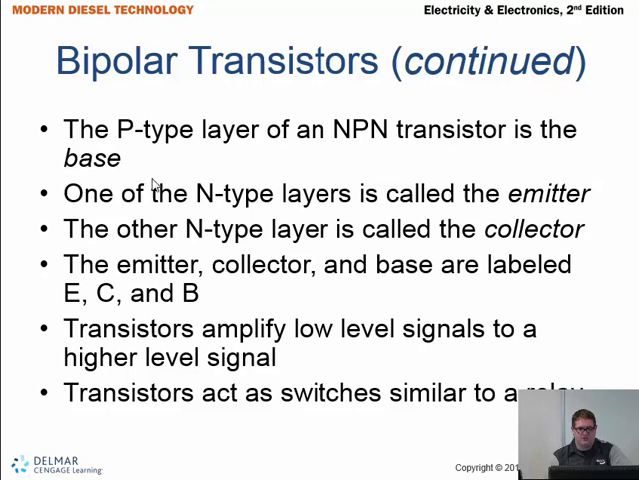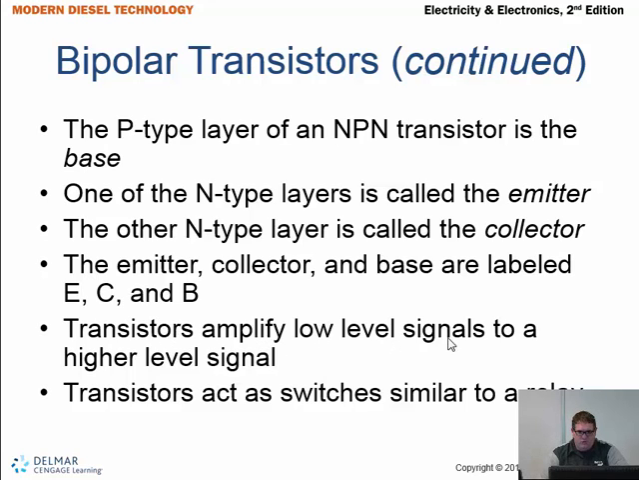Bipolar transistors. The P-type layer of an NPN transistor is the base. One of the N-type layers is called the emitter, and the other N-type layer is called the collector. The emitter, collector, and base are labeled on the transistor itself as E, C, and B. When you play with these components, you'll get to see that. We will do this in lab and get to experience this.